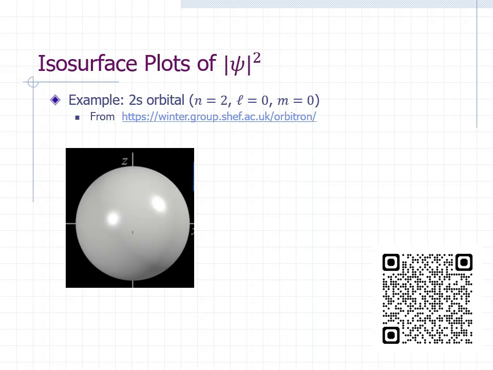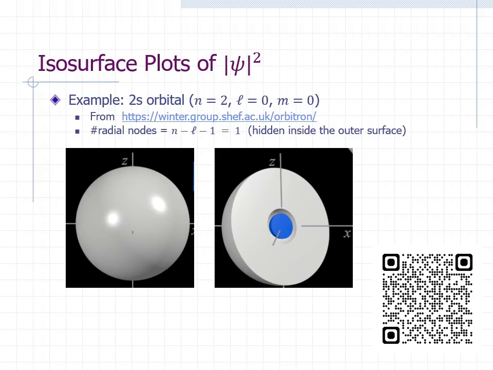The figure shown here is an isosurface plot for the 2s orbital. It is spherically symmetrical since the spherical harmonic does not depend on theta and phi. Note, however, that the 2s orbital does have one radial node, so another spherical surface with the same value of psi squared is inside the surface shown on the left. We need to imagine slicing this surface open to see the other surface. This is what it would look like. The radial node is the spherical surface between the blue sphere and the outer white sphere.